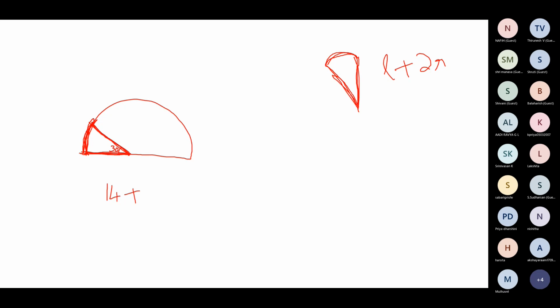How do we find the length of this piece? It's theta, 30 degrees, by 360, into 2 pi r. Theta by 360 into 2 pi r. So 2 into 22 by 7 into radius 7.